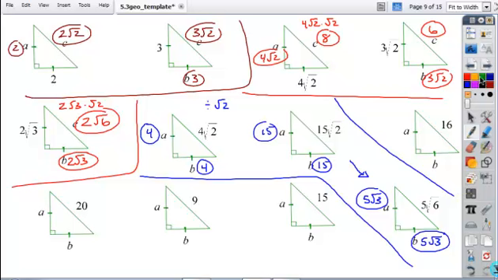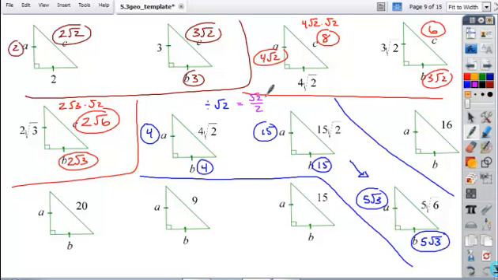The most difficult pattern to recognize in dealing with the 45, 45, 90 triangles has to do with the hypotenuse that's not in that radical form. And the reason for that is a lot of students don't understand the idea that dividing by root 2 is equivalent to dividing by 2 and multiplying by root 2. Okay? We call this rationalizing the denominator.